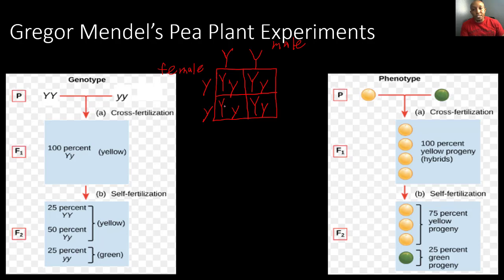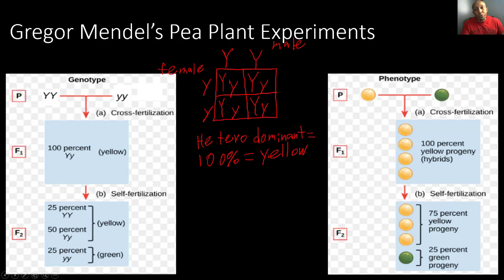If we take a look at this, all four of these are heterozygous dominant. So I'm just going to put hetero dominant. That means 100% of them are going to be yellow peas. The reason they're going to be yellow, remember with heterozygous dominant, is that the dominant trait is going to mask that recessive trait. What Gregor Mendel ended up doing next is crossing this F1 generation right here.